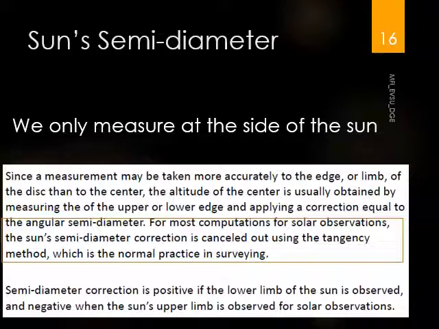Okay? Next, the last one that we are going to apply for correction sa na-measure nating altitude is the sun semi-diameter. So, we only measure at the side of the sun which is supposed to be at the center, pero hindi naman natin na-identify kung saan yung center ng sun. So the measurement may be taken more accurately on the edge, kaya gumagamit tayo ng tinatawag na tangency method. In the tangency method, tinatangent natin yung sun sa edge to determine its center. So, pag tangency method ang ginagamit in conducting a solar observation, no need to correct for sun semi-diameter.